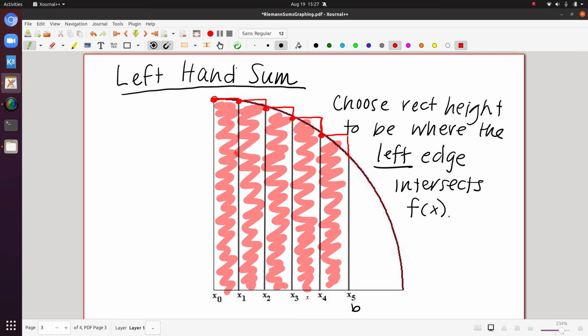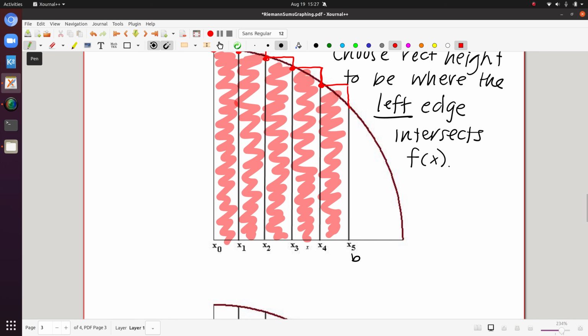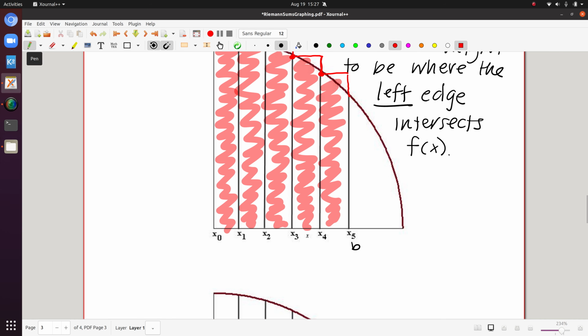So going back to my pen here, and adding up the sum, the 5 rectangle areas, a shorthand we'll use to identify that we're talking about a left-hand sum is, let's not use red there.